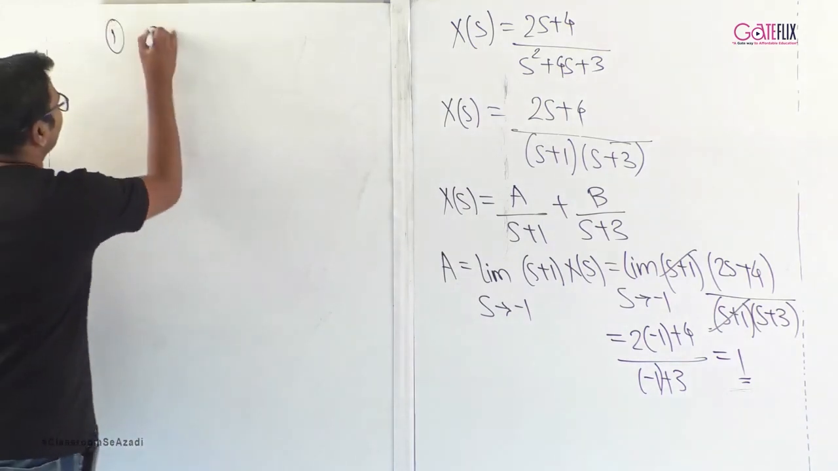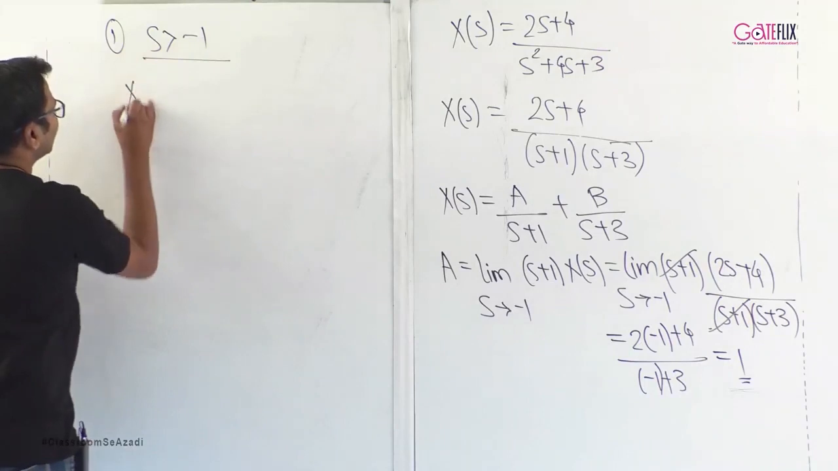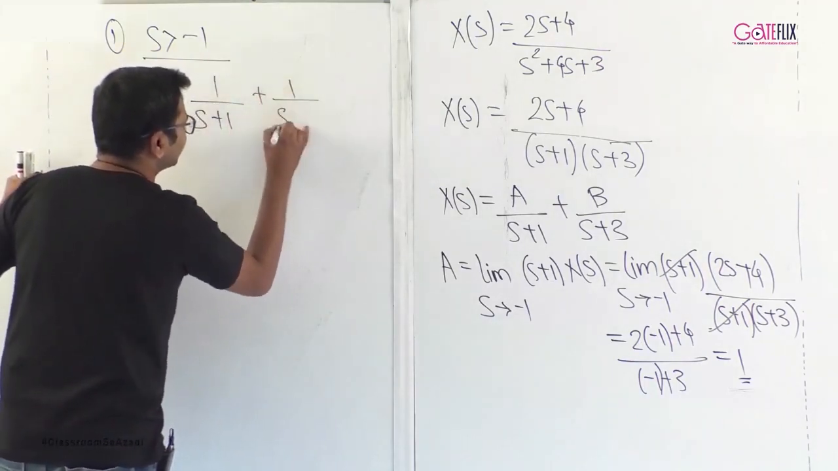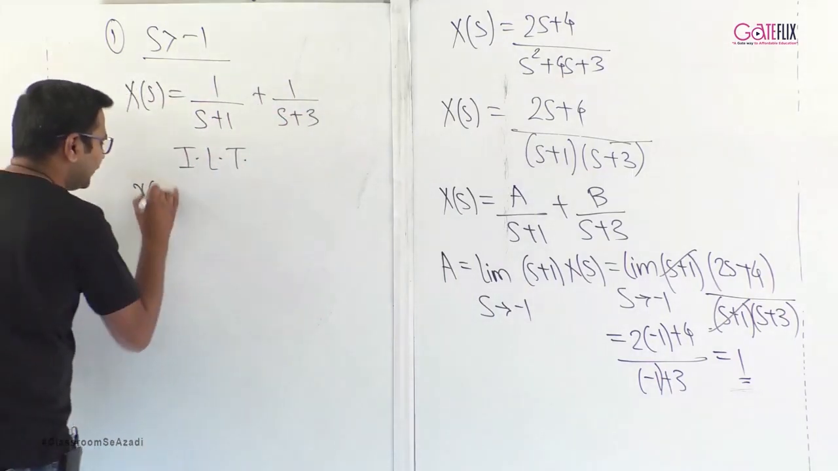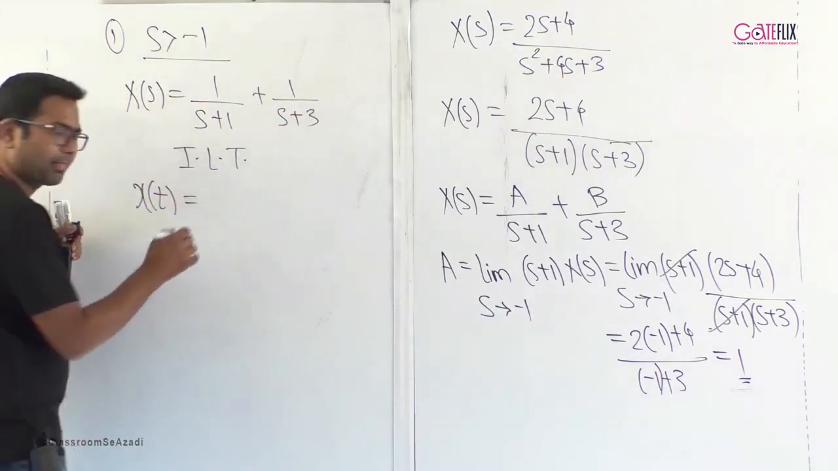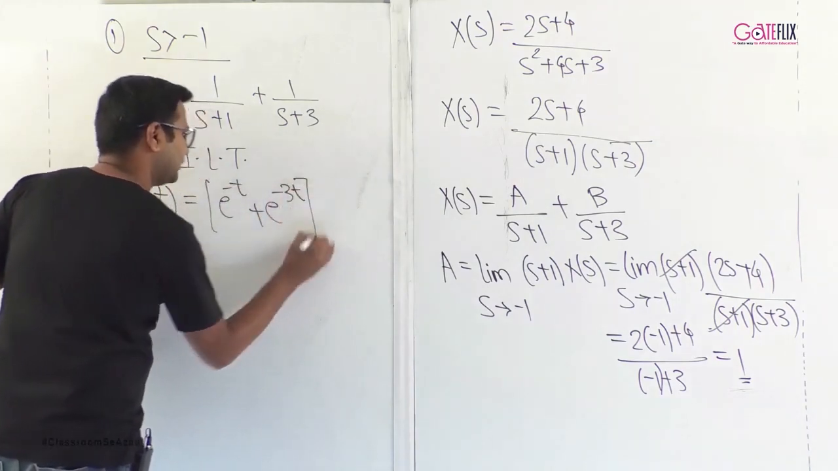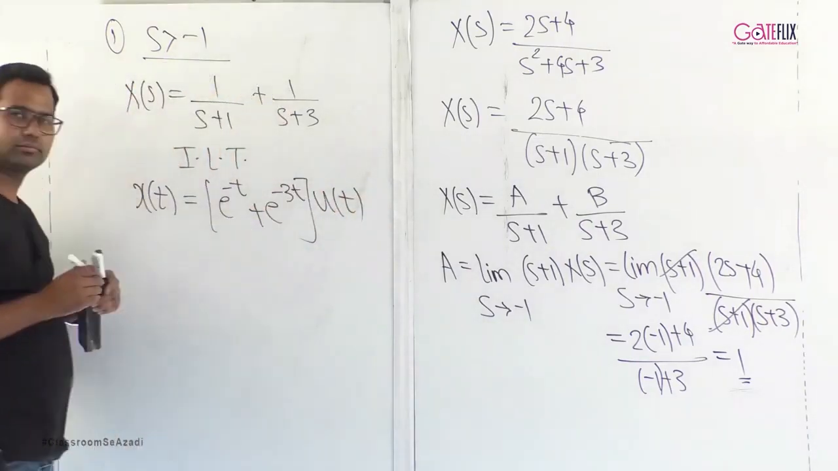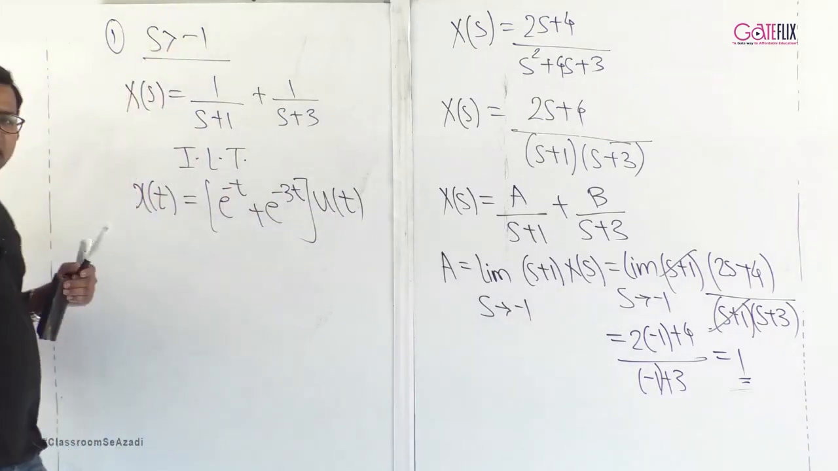So, in case 1, ROC is given by s greater than minus 1. Therefore, I will write X of s as 1 upon s plus 1 plus 1 upon s plus 3. If we apply the inverse Laplace transform, x of t comes out to be e raised to minus t plus e raised to minus 3t. Since there is a greater than sign, we multiply by u of t. So, why do we multiply by u of t? Because there is a greater than sign in the ROC.